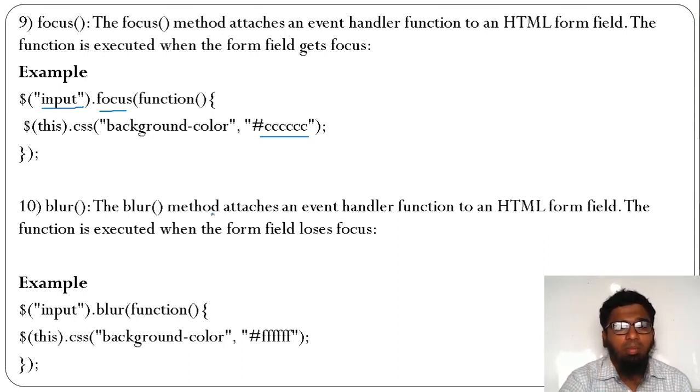What is blur? The blur method attaches an event handler function to an HTML form field. The function is executed when the form field loses focus. $(input).blur(function(){ $(this).css(background-color, ...) }). So whenever you apply one color on focus, some other color will be displayed here, for example red on focus and white on blur. You can take any kind of color. So this is focus and blur.